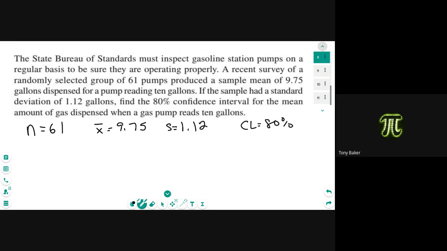T or Z? T. Sample standard deviation. So 60 is my degrees of freedom. And then we're going over to the 0.20 on two tails. Oh, it's 60. See, I said I read the 10 gallons. Oh, so I did. 10, gotcha. That will change it.